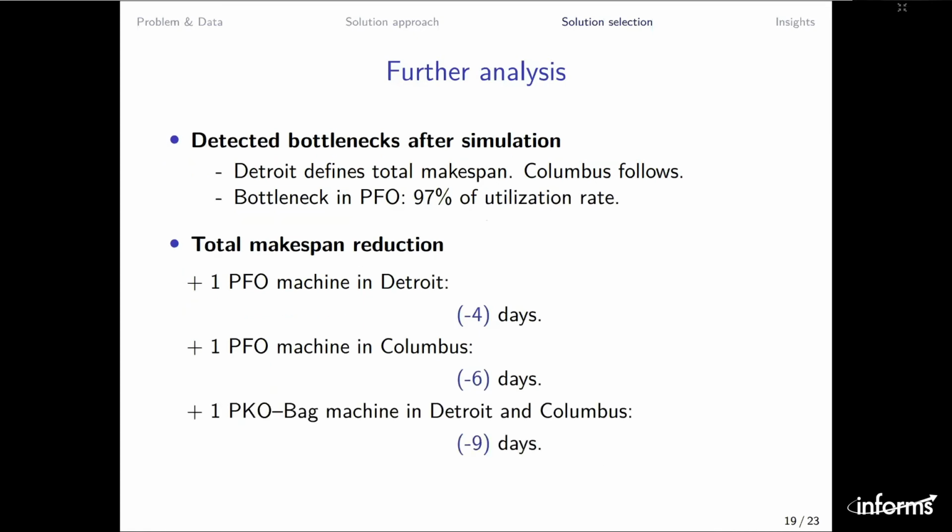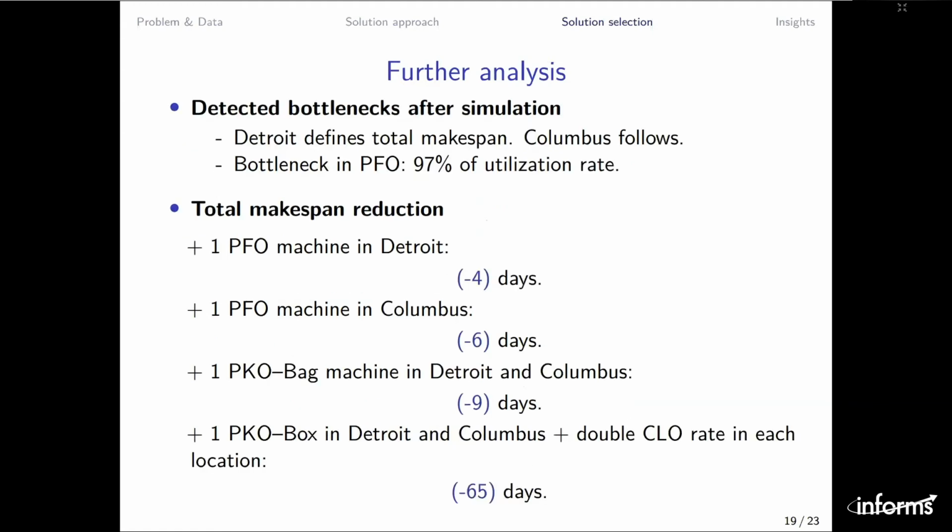If we also add one PKO machine for bagging in both Detroit and Columbus, total makespan reduces by approximately 9 days. Finally, and thinking broad, if we also add one PKO machine for boxing in both locations and manage to double the classifier rate at each location, the company can reduce total makespan by approximately 65 days.